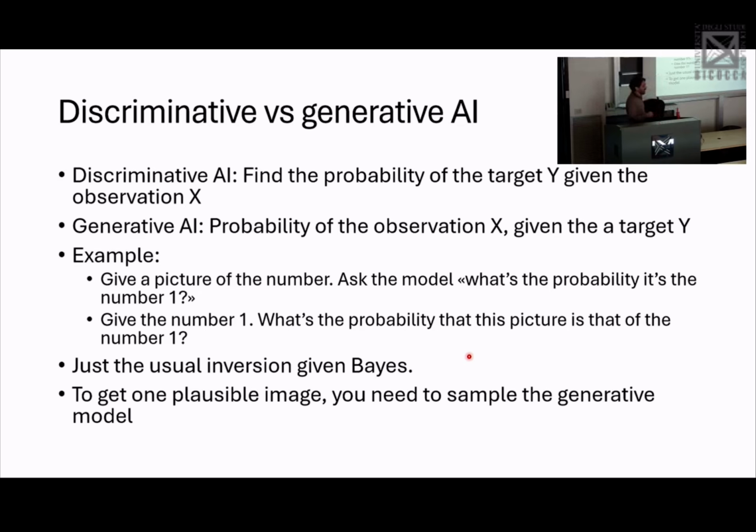Let's say I have a picture of a handwritten number. The case of a discriminative AI is I ask my model to look at my picture and tell me what's the probability that it is the number 1. In the other case, I say, okay, I have the number 1. Given a certain picture, what's the probability that this one picture is that of the number 1? And in the end, it's just the usual inversion given by the Bayes theorem.